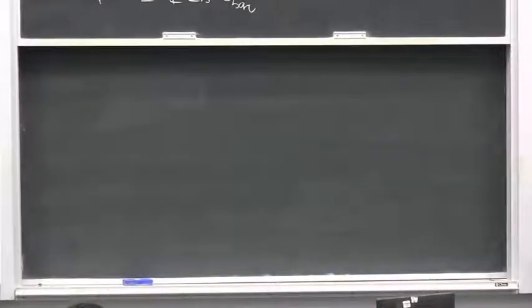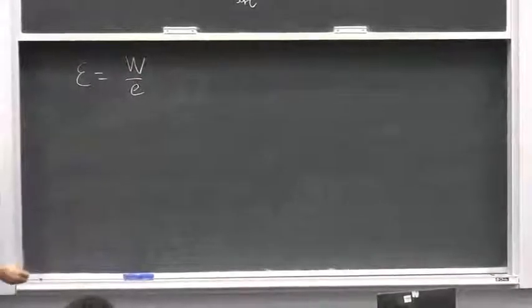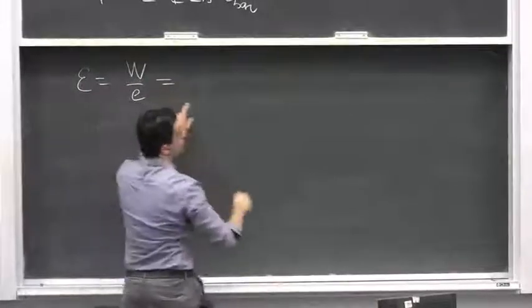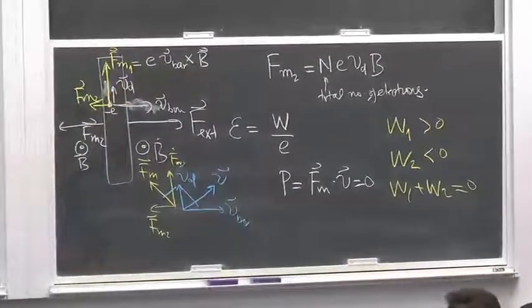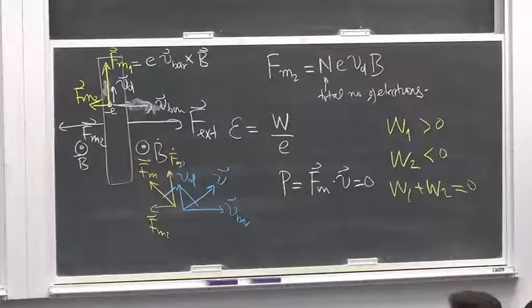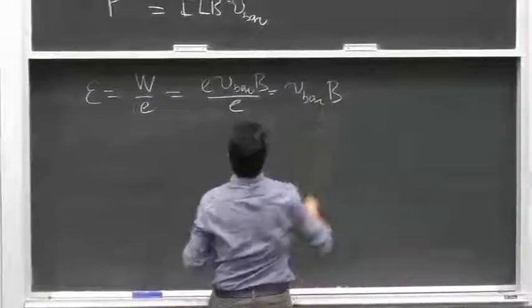So, what is the EMF which is produced across this wire? That EMF is given by the work per unit charge. And what is the EMF across this wire? You have a force which is given by E, V bar into B divided by E. So this is equal to V bar into B.